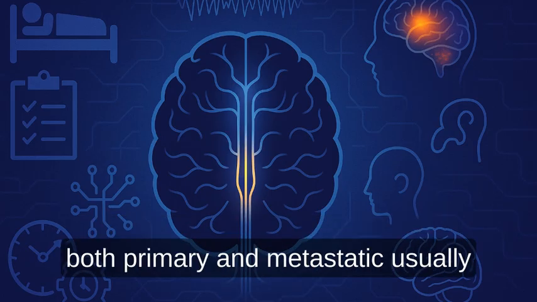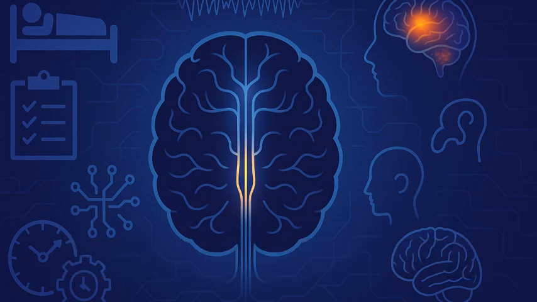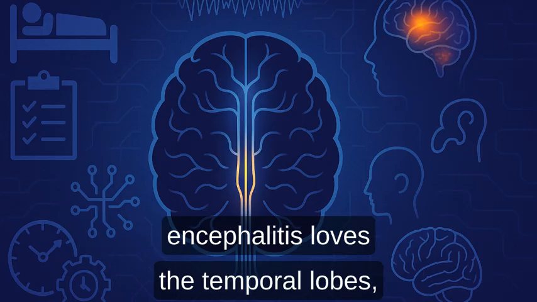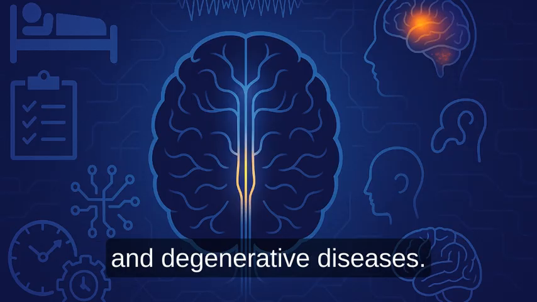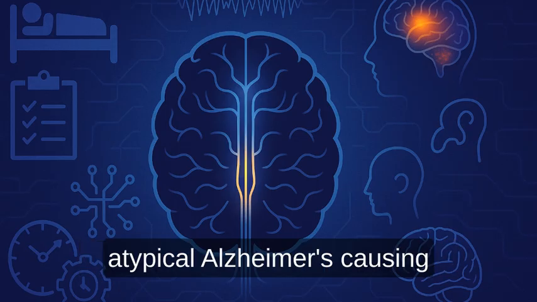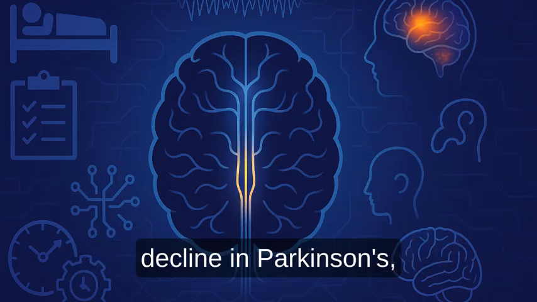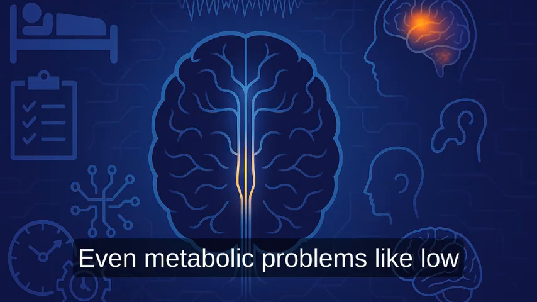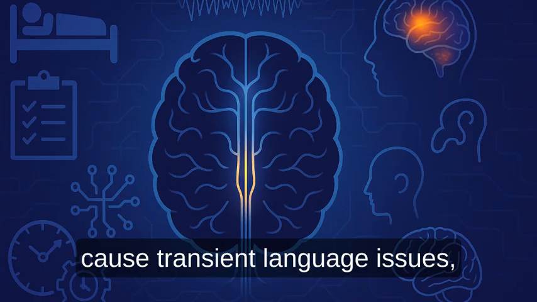Brain tumors, both primary and metastatic, usually cause more gradual onset aphasia. Infections like brain abscesses, herpes encephalitis, which loves the temporal lobes, TB, syphilis, HIV-related issues too. And degenerative diseases. Yes, FTLD causing PPA variants, atypical Alzheimer's causing logopenic PPA. Language can also decline in Parkinson's, corticobasal degeneration, CJD. Even metabolic problems like low sodium or lithium toxicity can cause transient language issues.